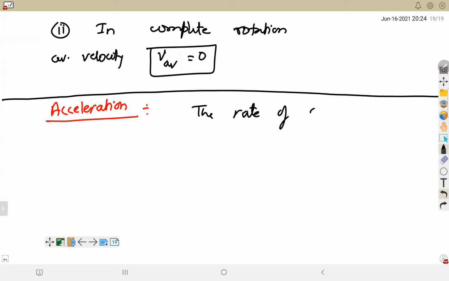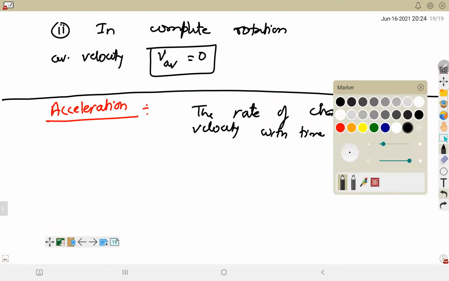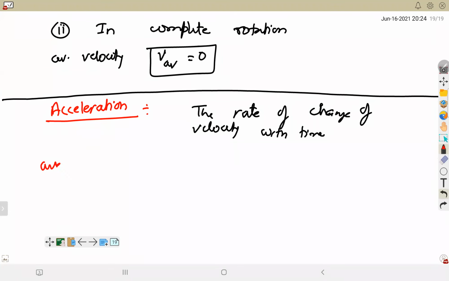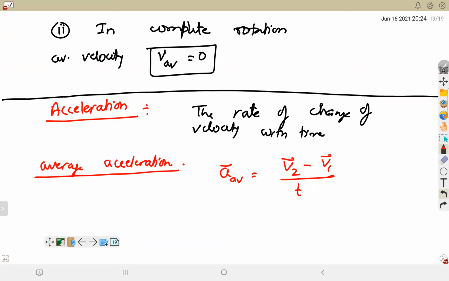If it is over a period of time, it will be average acceleration. The rate of change of velocity with time, that will be average acceleration, will be final velocity minus initial velocity divided by total time taken, irrespective of what the velocity was in between. Average acceleration is a vector quantity, so we will take initial velocity and final velocity also with the proper sign convention.